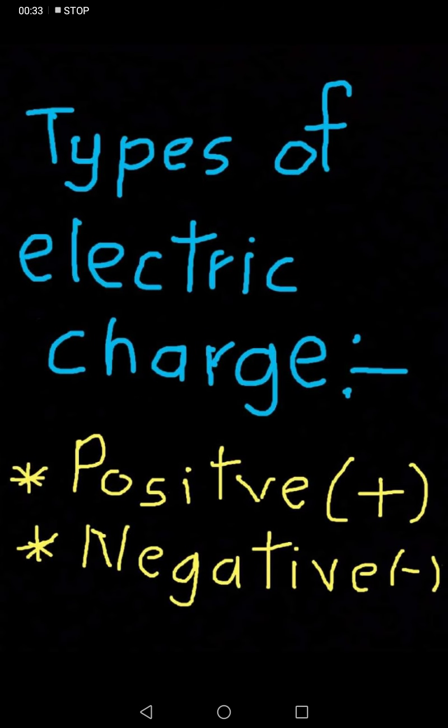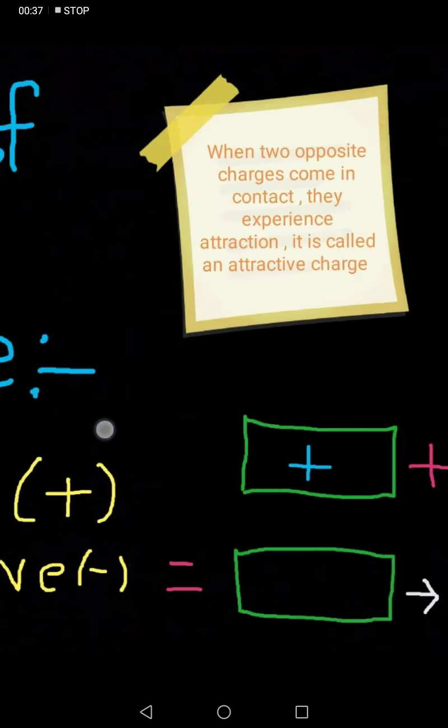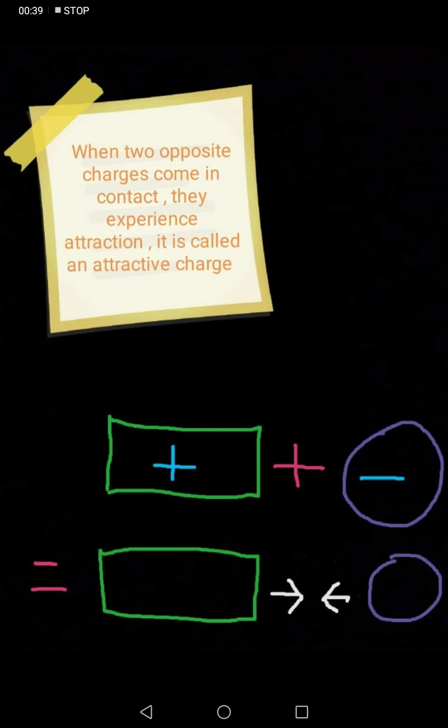Now, there are two types of electric charge, that is positive and negative. When two opposite charges come in contact, they experience attraction. It is called an attractive charge. Now, let us take two objects, one of which is positively charged while the other one is negatively charged. On bringing them close together, they attract each other, or in other words, they experience an attractive charge.